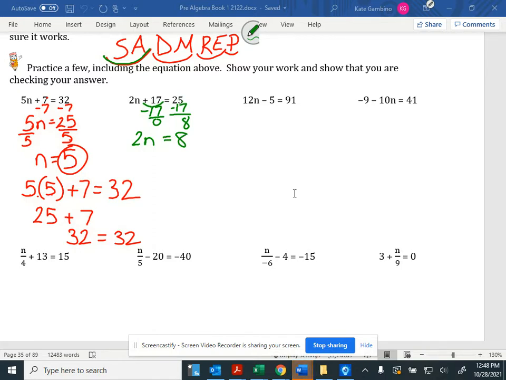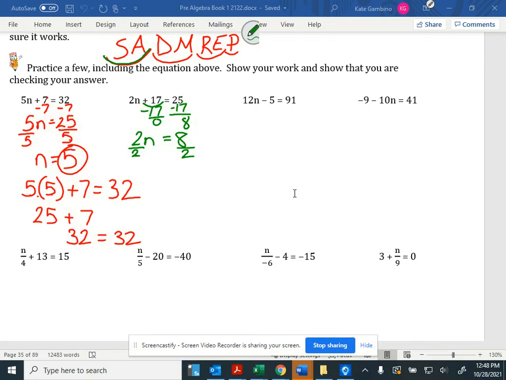Now I'm going to solve for my n. I can get n by itself. If I have 2n, what's the opposite? Sam? Dividing by 2. Because 2n is multiplying it by 2. So I want to divide by 2.